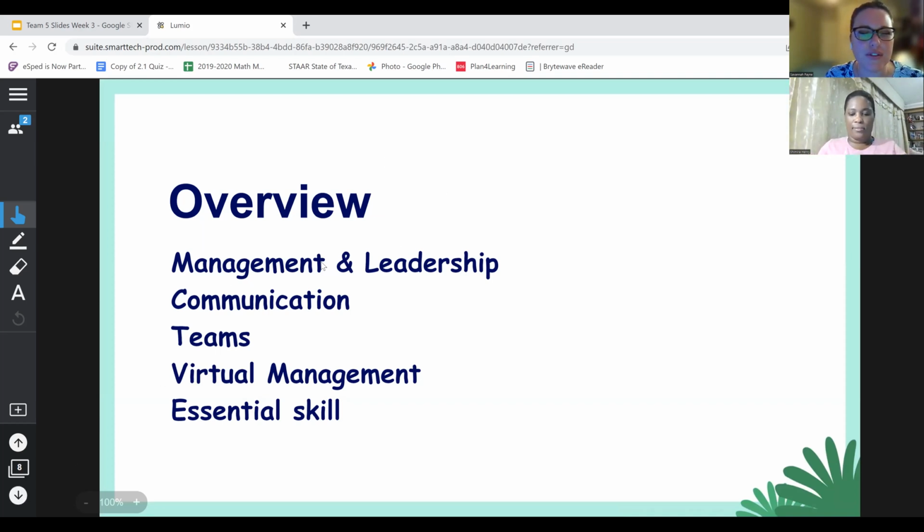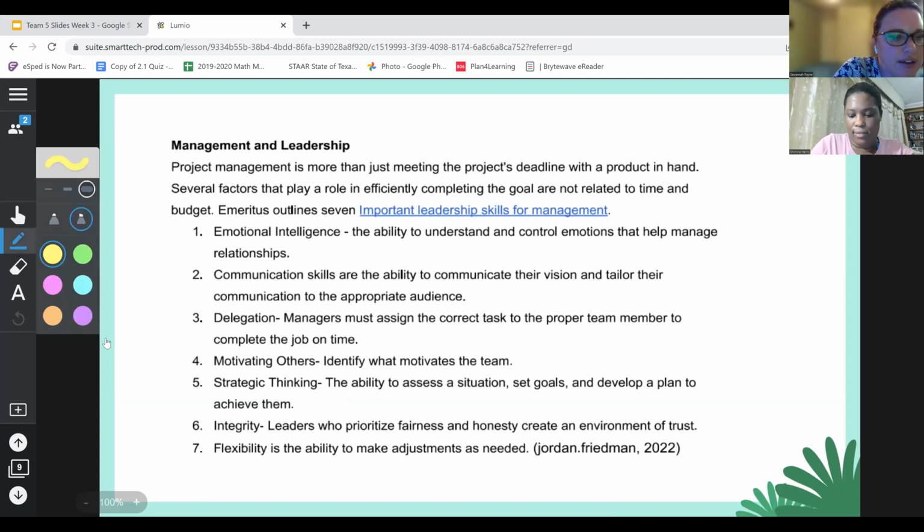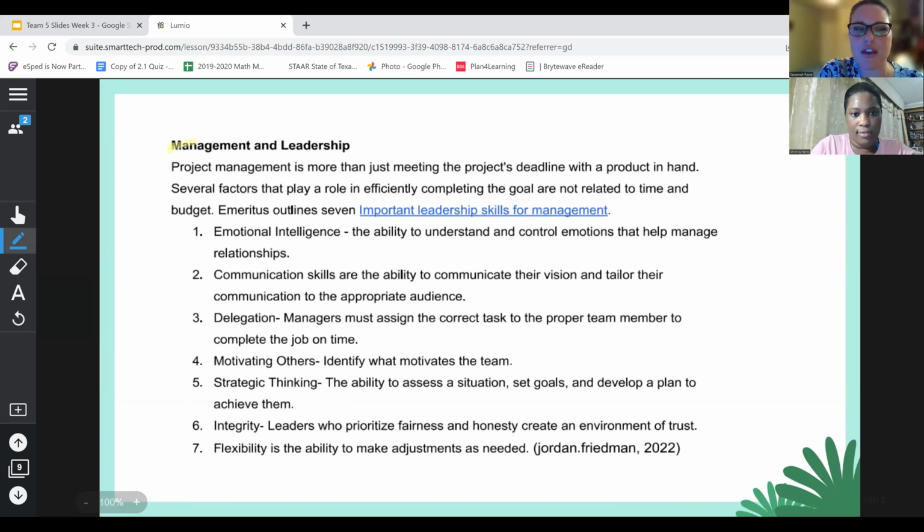So an overview of this chapter is we're going to talk about management and leadership, communication, teams, virtual management skills, and essential skills. What I truly liked here, when I first came in and started thinking about management and leadership, I thought to myself, well, all a manager really has to do is set a budget and make sure everybody, like, hey, I need you to get your job done, get your job done. Well, no, there's so much more that goes into it.